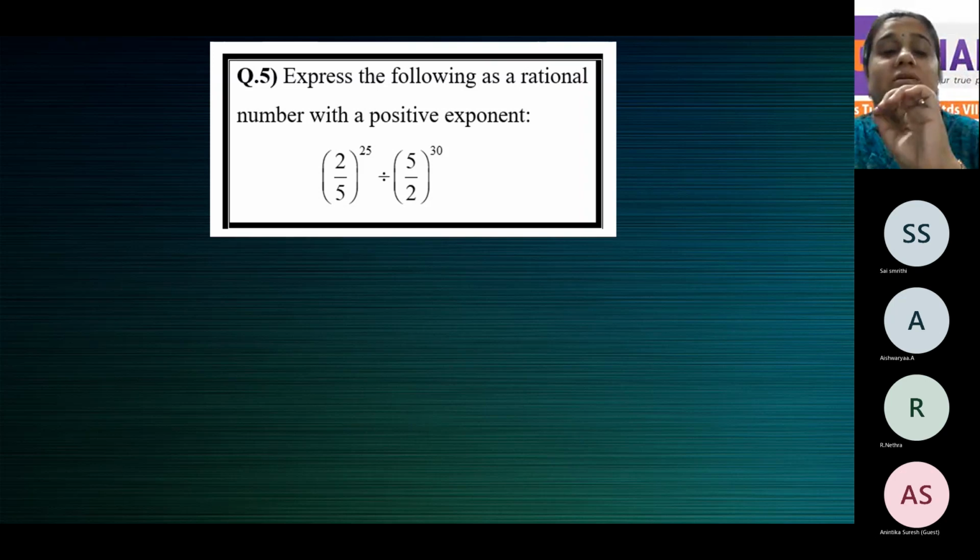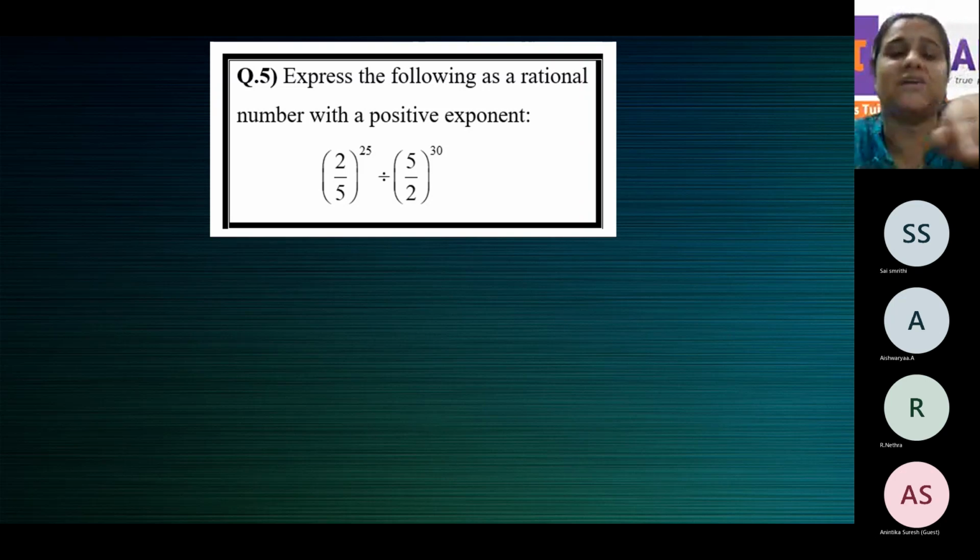Rules can be applied only when the powers are the same and bases are different, or bases are same and powers are different. Here, both are different. So you should change this so that it fits into some rule. Powers cannot be made the same, 25, 30. So make the bases the same. Now, what is that base? 2 by 5 or 5 by 2? That you can decide. Now I'll bring it to 2 by 5.